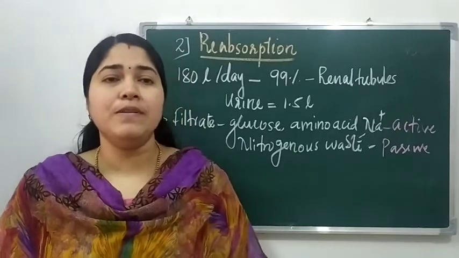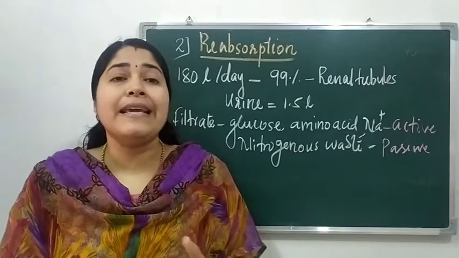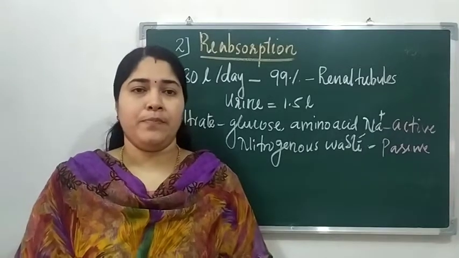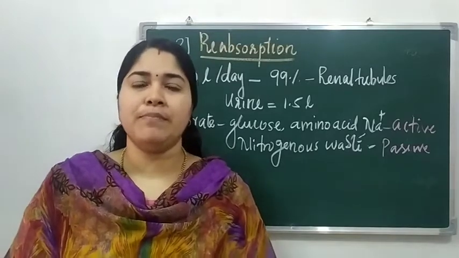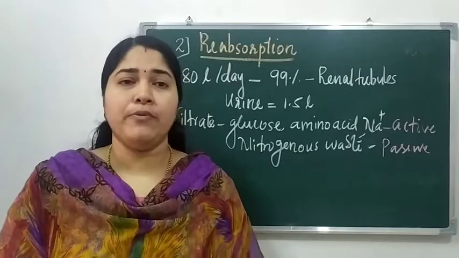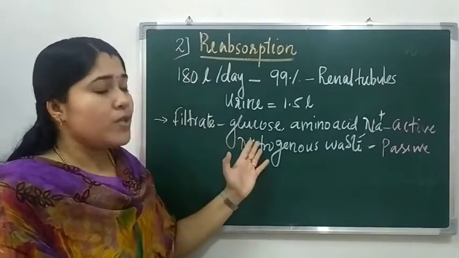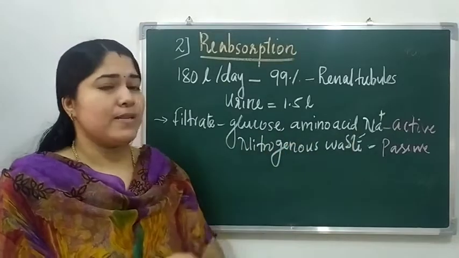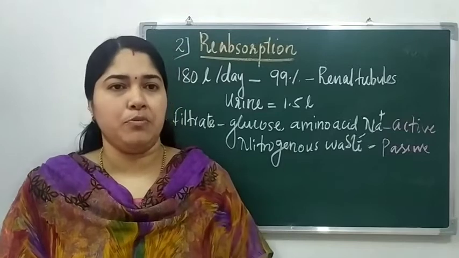The remaining 99%, our kidney tubules or renal tubules are reabsorbing. The filtrate is made up of different types of constituents. Constituents like glucose, amino acids, and Na+ sodium ions are absorbed actively by the kidney tubules.